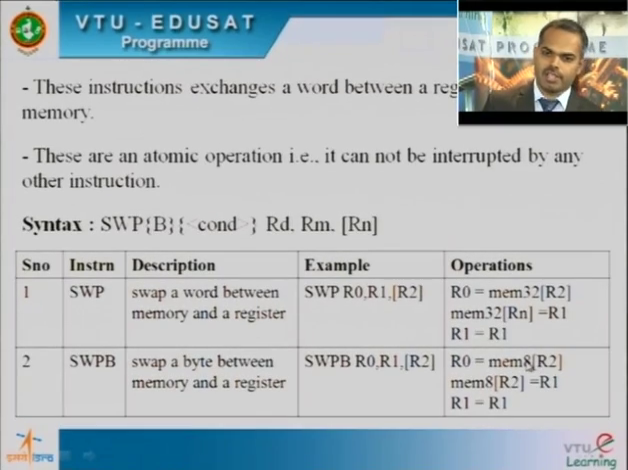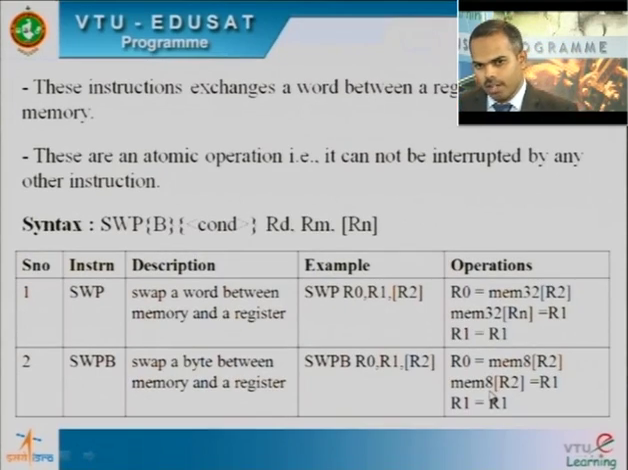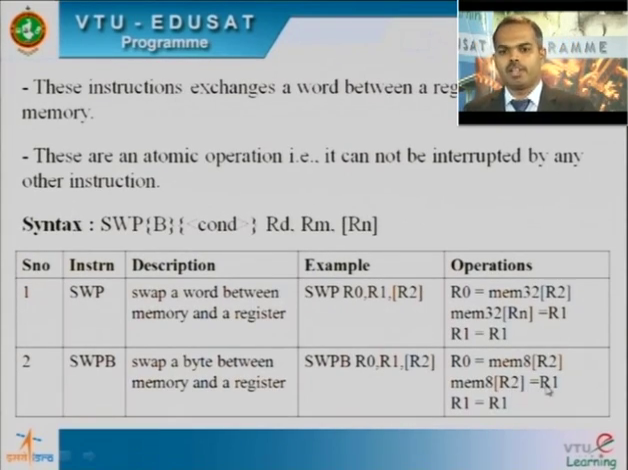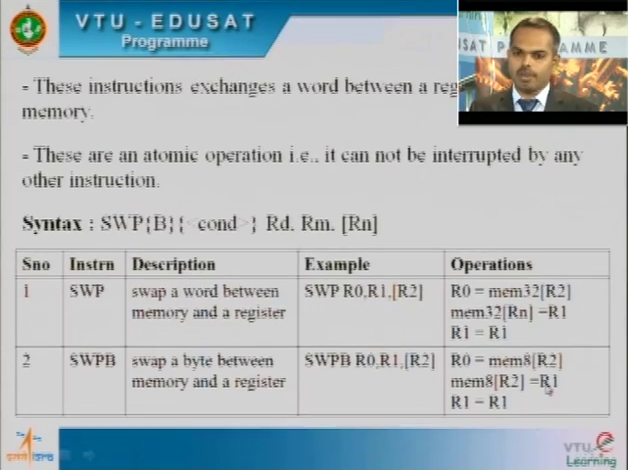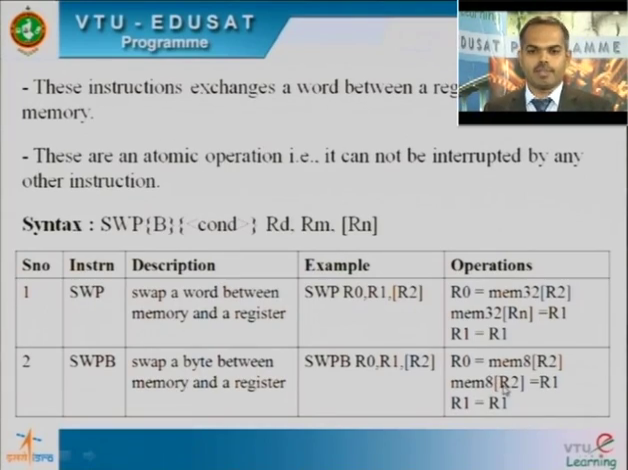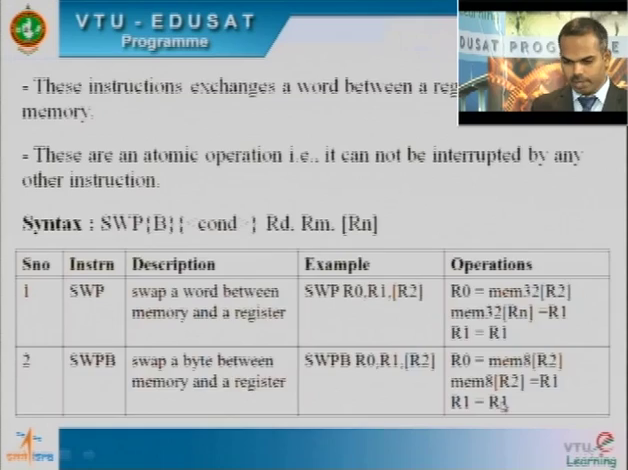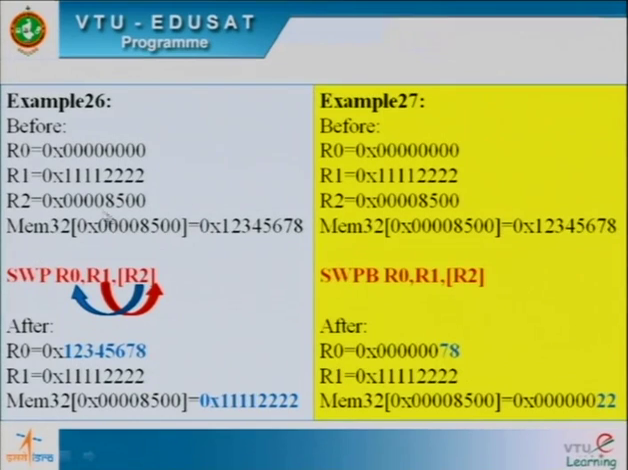From there the 8 bits are copied to the R0 value, and the memory location pointed by the R2 register will get the value from the register R1. The lower byte of R1 gets copied to this memory location pointed by R2. Then again R1 will be unchanged. Let's look at an example through which it will be more clear.